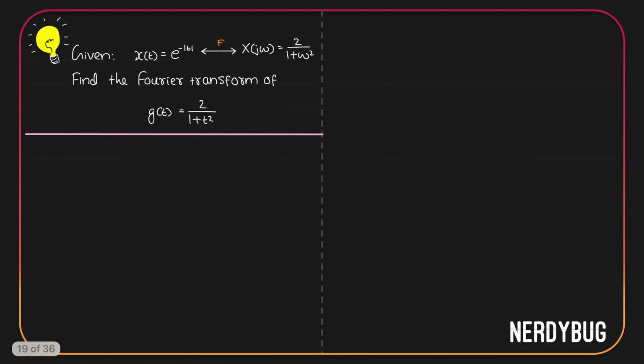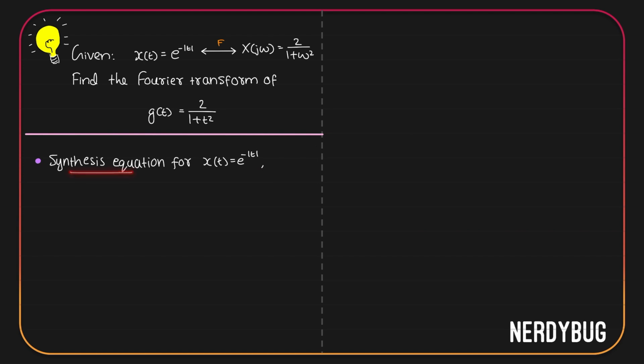Let us solve a problem using this. It is given that x of t is e raised to minus mod of t and its Fourier transform X of j omega is 2 by 1 plus omega square. What we have to find out is the Fourier transform of g of t, and g of t is 2 by 1 plus t square. You can see that 2 by 1 plus t square is actually 2 by 1 plus omega square with omega replaced by t.